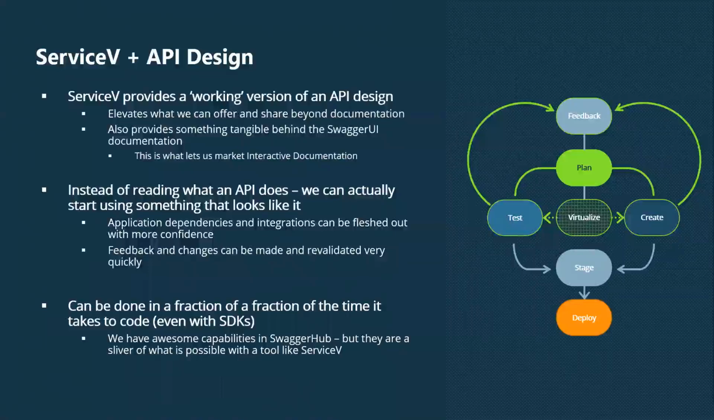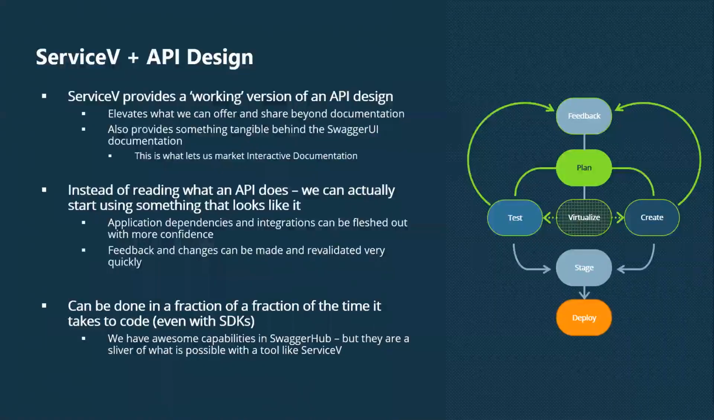This elevates what we can offer and share beyond our documentation. It also provides something tangible behind the Swagger UI documentation. Instead of reading what the API actually does, we can start working on it directly. Application dependencies and integrations can be fleshed out with more confidence. Feedback and changes can be made and revalidated very, very quickly.